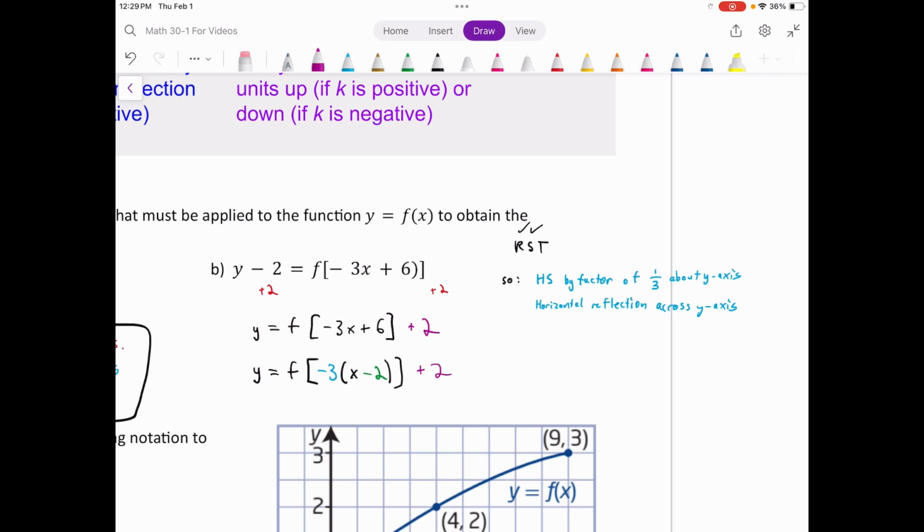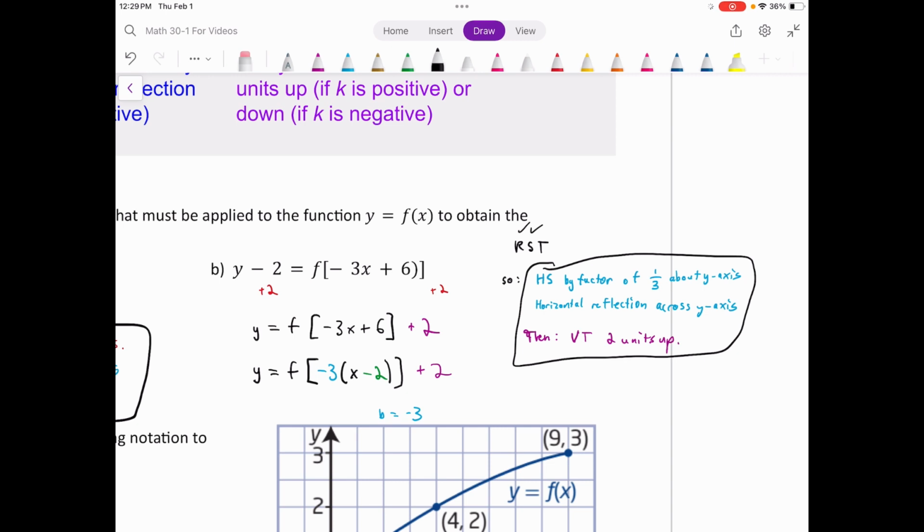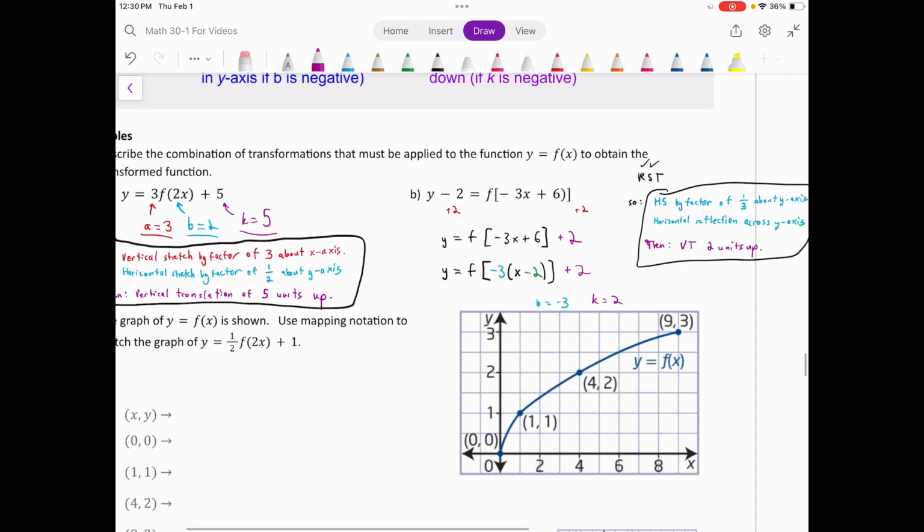And then what does k do? K is going to cause a vertical translation 2 units up. Okay, and again, how did I figure that out? B is -3, so our horizontal stretch is -1/3. The negative part gives us that reflection, and then k is +2. And there we go. So just pick out your parameters one at a time and then deal with them in the correct order following the order of operations, RST.